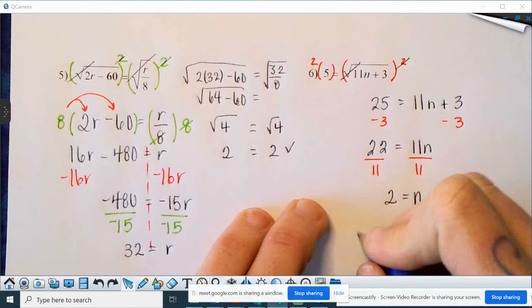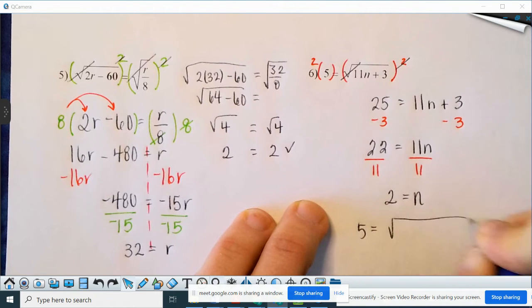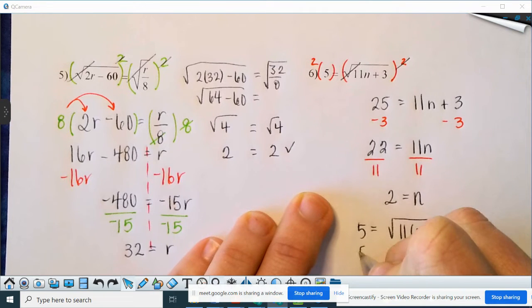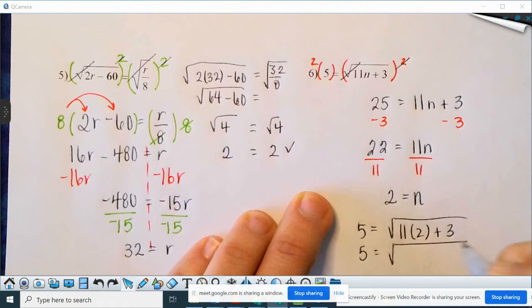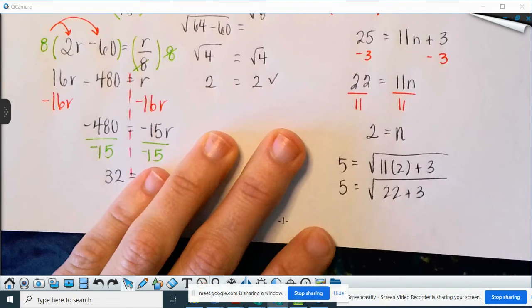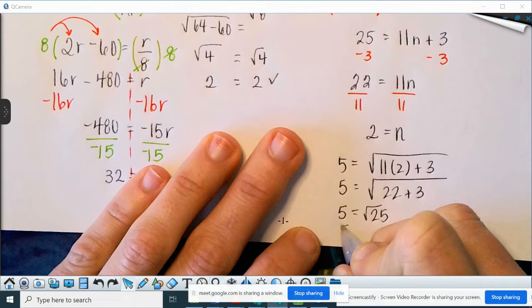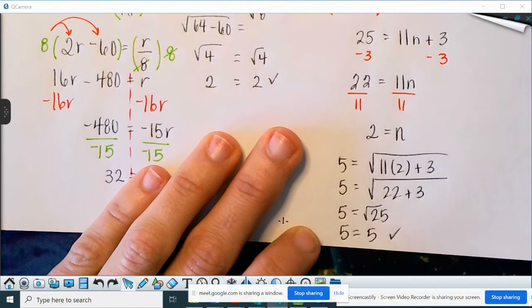Of course, at this point, if I were you, I would check it. So 5 equals 11 times 2 plus 3. So 5 equals the square root of 22 plus 3. And I'm just writing it all the way out so you see where everything came from and where everything is. So 5 equals the square root of 25. And indeed, the square root of 25 is 5. So we did that one correct as well.